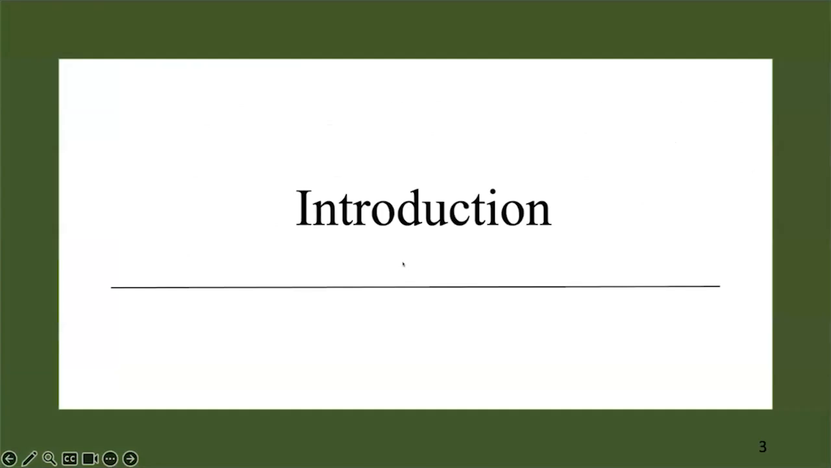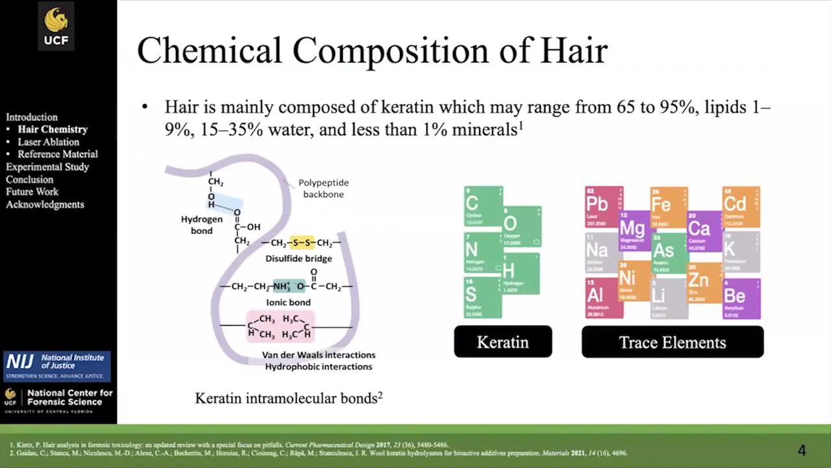So I'm going to give an introduction into my research, the chemistry of hair, laser ablation, and what matrix matching of hair looks like. For the chemistry of hair, hair is mainly composed of keratin in that 65 to 95% range, lipids, 1 to 9%, and 15 to 35% water. And then we're really looking at that less than 1% trace minerals.